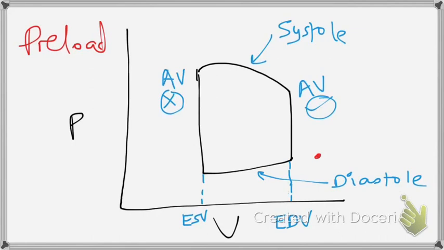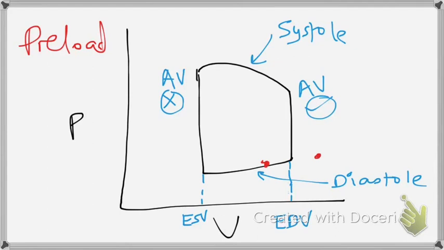Now what if the preload decreased? Well, if the preload decreased, obviously there will be less blood coming into the ventricles, and at the end of diastole you will have less blood as compared to before. So your end diastolic volume will be somewhat here at this point, right? So we understood how exactly this diagram is affected if preload is changed.